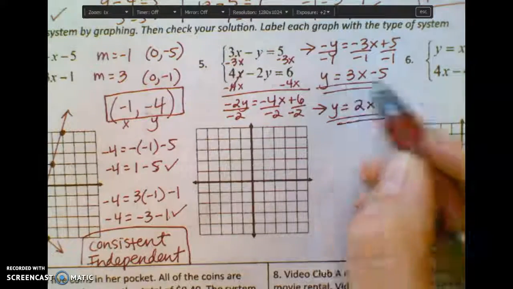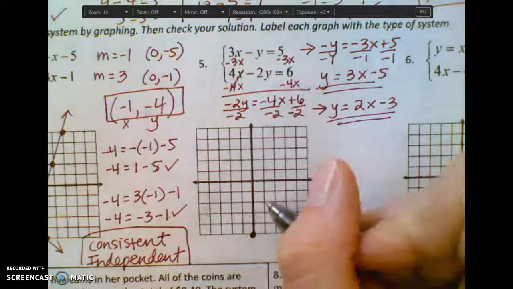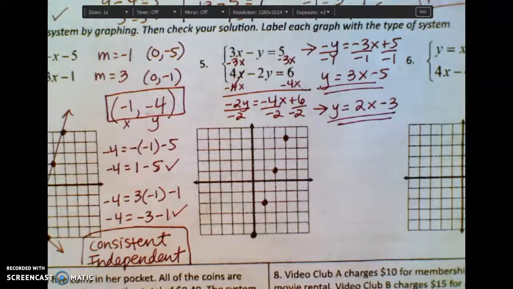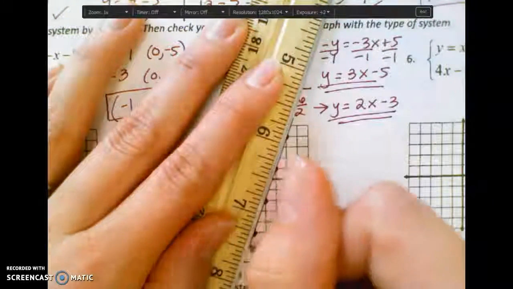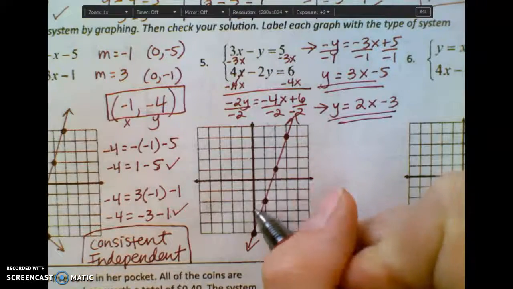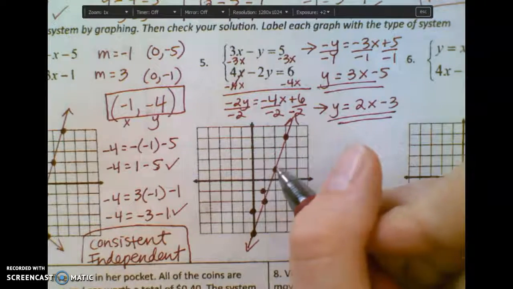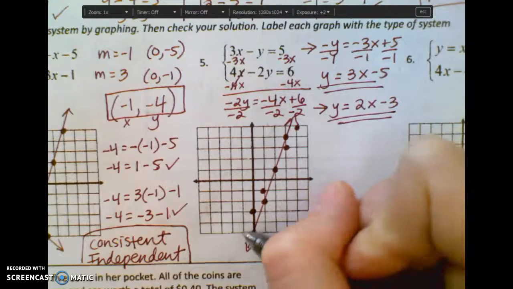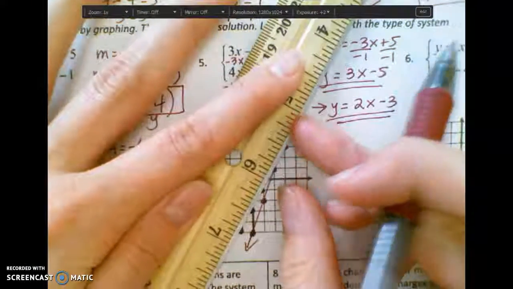Now we graph them. For my first one, I've got an intercept of negative 5. My slope is 3, so I go up 3 over 1, up 3 over 1, up 3 over 1. And then we'll graph the second one. The second one has an intercept of negative 3, so I start at negative 3 with a slope of 2. So I'm going up 2 over 1, up 2 over 1, up 2 over 1, up 2 over 1. Okay, so we graph this one.